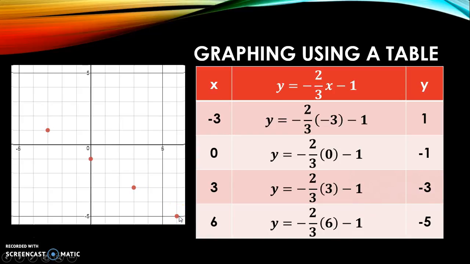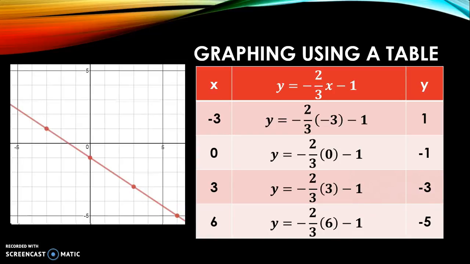Now that I've charted my points, I'm going to connect them all with a line, and this shows that I have a linear equation because the line that I make through here is completely straight. It doesn't bend at all. So that is our first example with graphing.